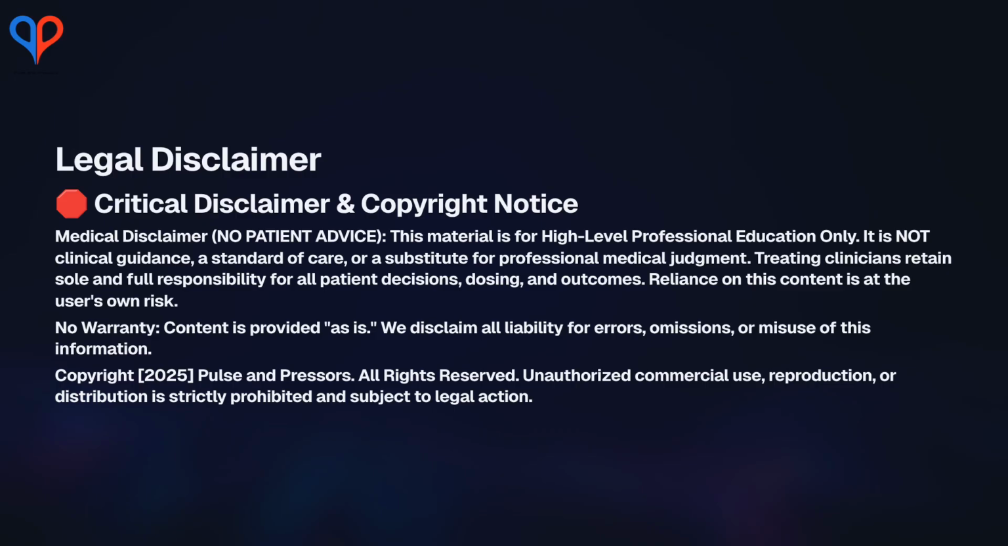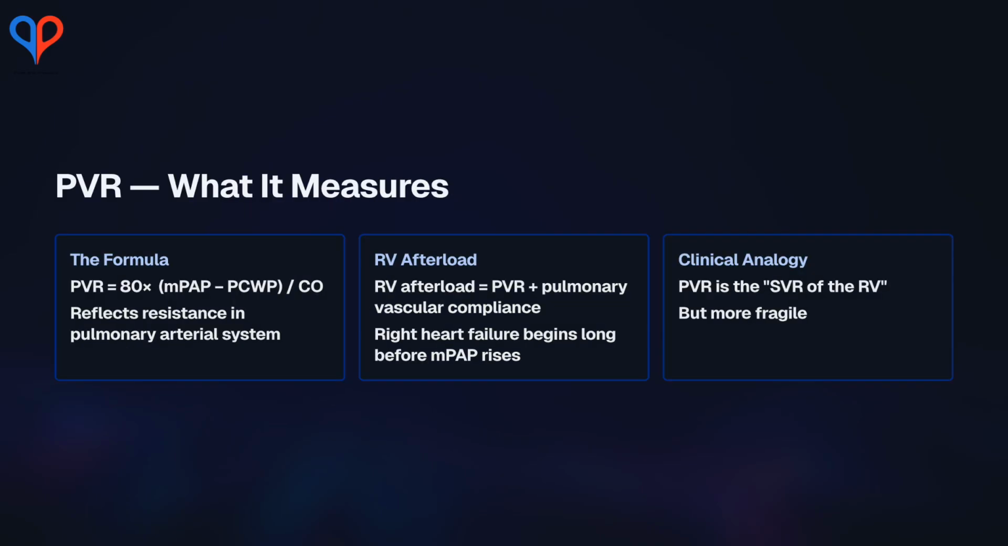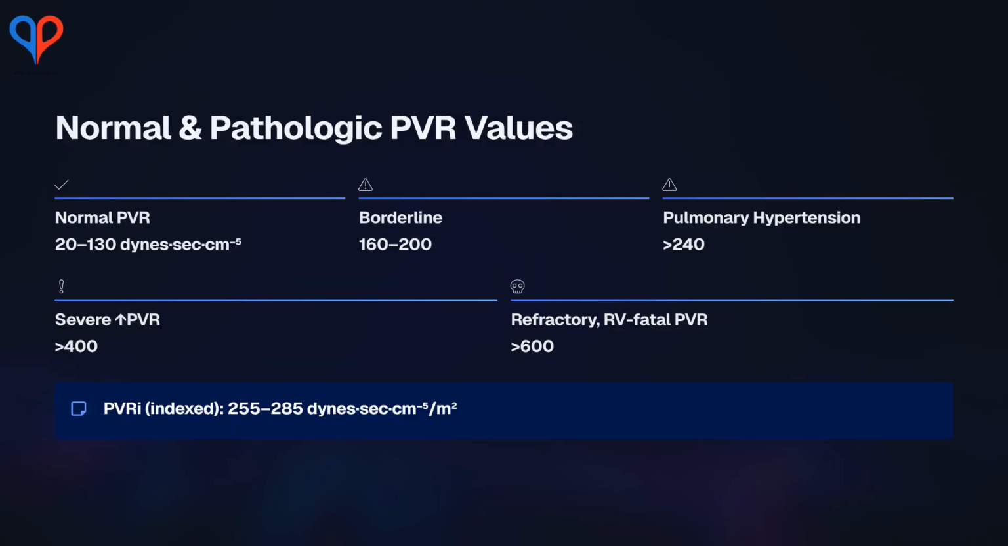PVR is the pulmonary analog of systemic vascular resistance, calculated as 80 times mean pulmonary artery pressure minus wedge pressure, divided by cardiac output. While SVR reflects LV afterload, PVR reflects RV afterload. Because the RV is thin-walled and low pressure, it cannot handle even modest increases in resistance. PVR rises long before mean pulmonary artery pressure, mPAP, becomes noticeably abnormal, making PVR the earliest marker of evolving RV dysfunction. Normal PVR ranges from 20 to 130 dynes per second per square centimeter to the power of -5.